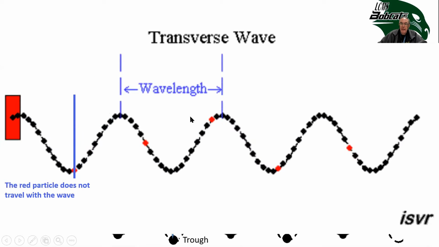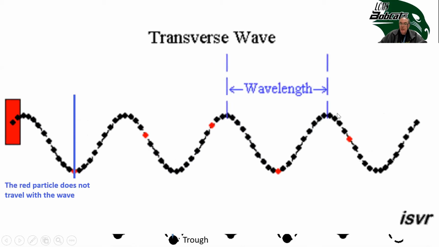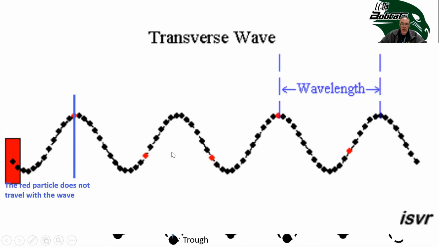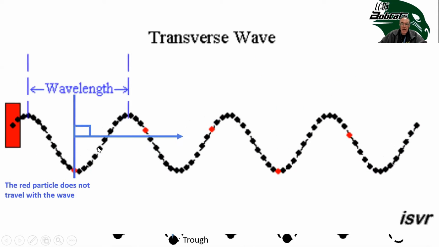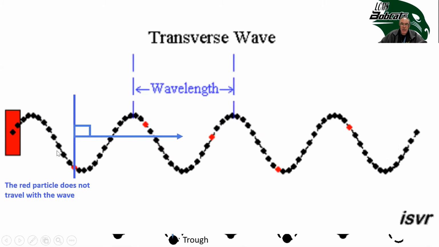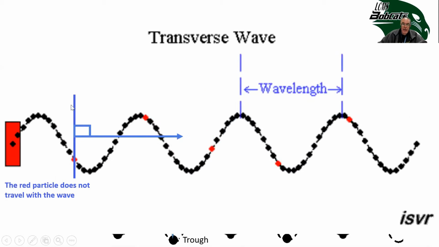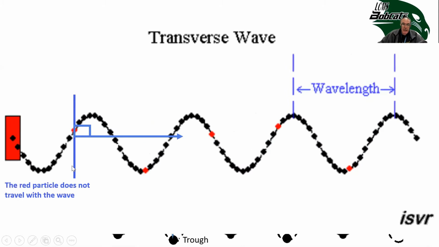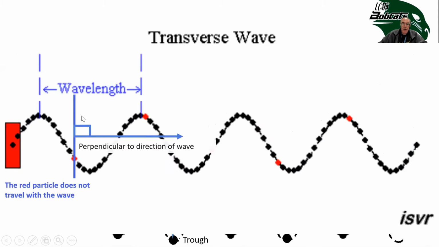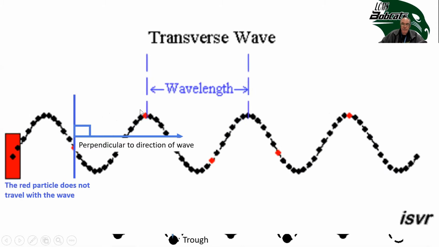And the wavelength is any 2 points on the wave, and so it stays the same as the wave travels. And here's that whole perpendicular thing. The wave is moving this way. This is the direction of the wave. So I added this arrow here to show the direction of the wave. And then the particle is moving up and down, so it's moving up and down perpendicular to the direction of the wave.